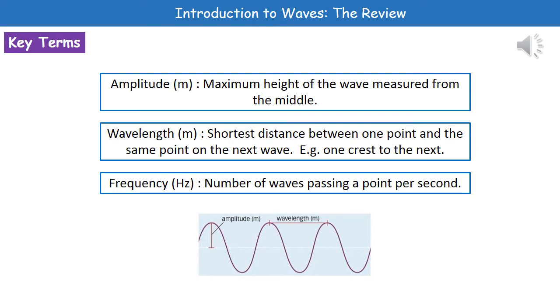The third and final term we need to understand is the frequency. Now, frequency is measured in hertz, which has got the symbol Hz, and it is the number of waves passing a point every second.